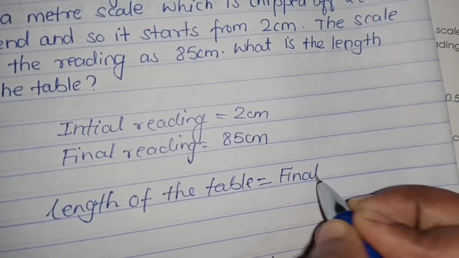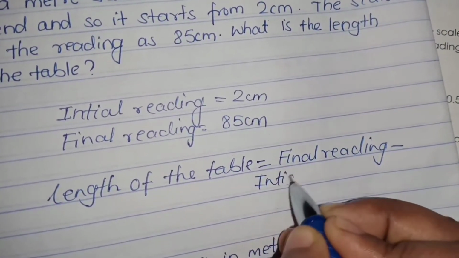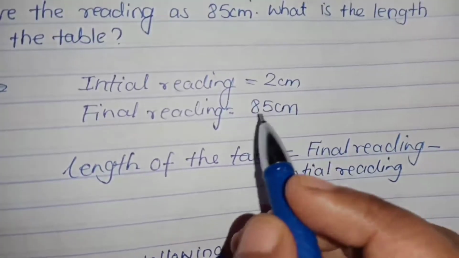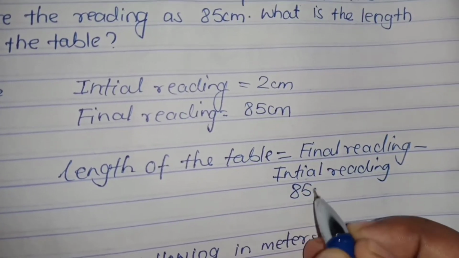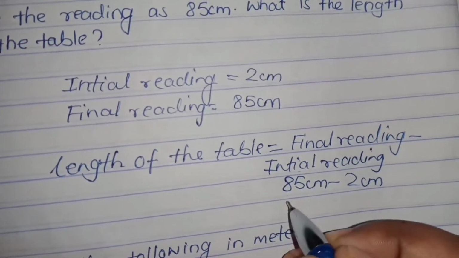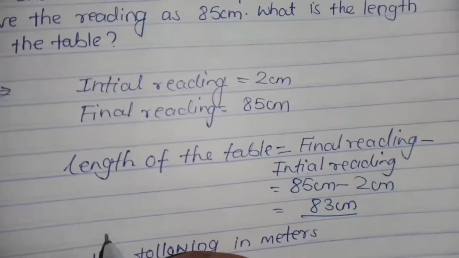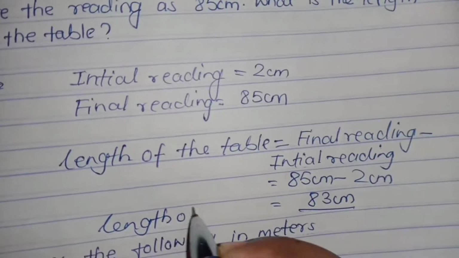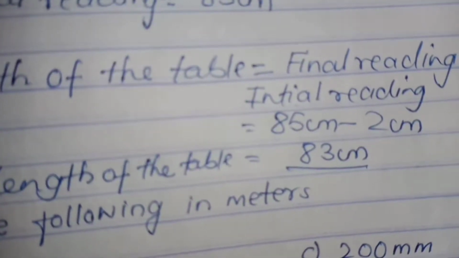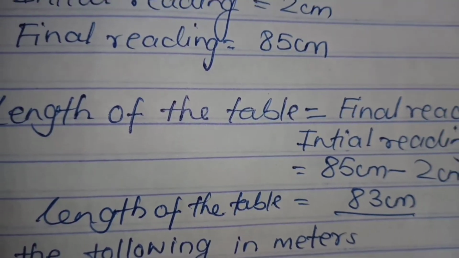So what is the final reading? Final reading is 85 centimeter minus 2 centimeter. So what is the answer? It is 83 centimeter. So this is the length of the table. Length of the table is equal to 83 centimeter. Okay, so I think you have understood. Now let's move to question number 2.